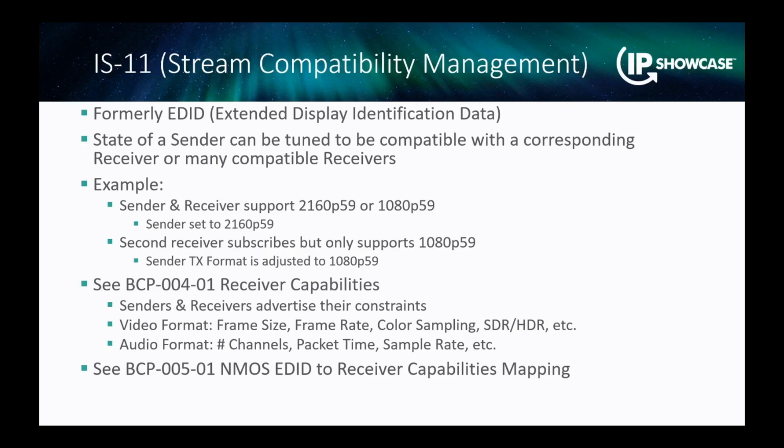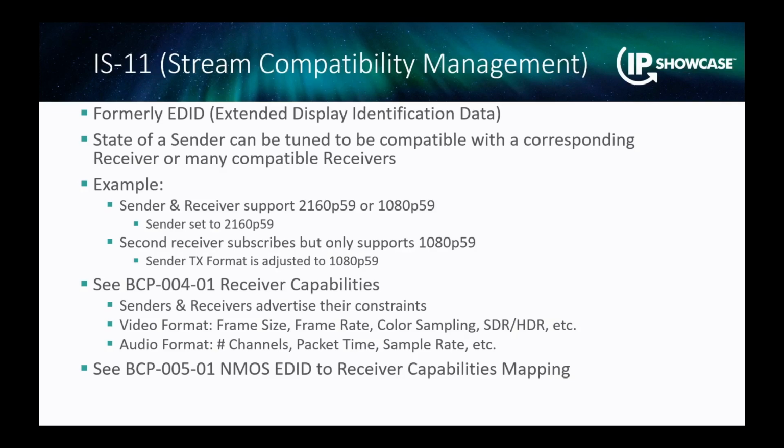And that could be dependent on the display that it's connected to, right? Maybe a receiver can handle 50 hertz and 60 hertz, but the display can only handle 60. So you can actually use the EDID capabilities to look at the display and then advertise those using this BCP-004 receiver capabilities mechanism. Again, these are just other APIs.